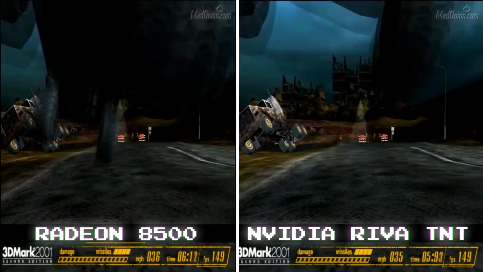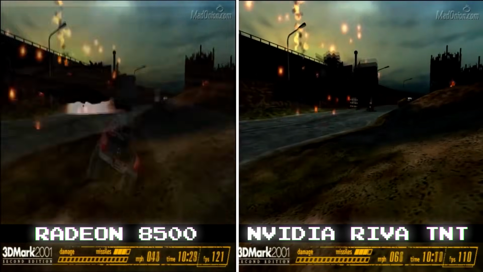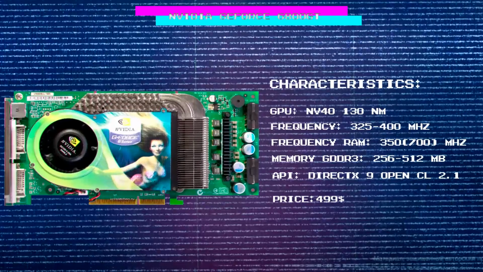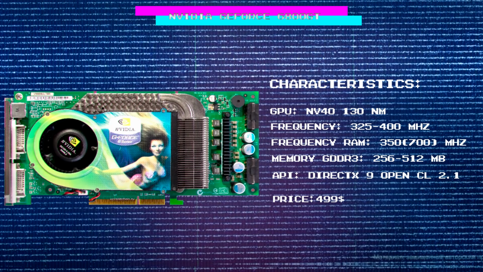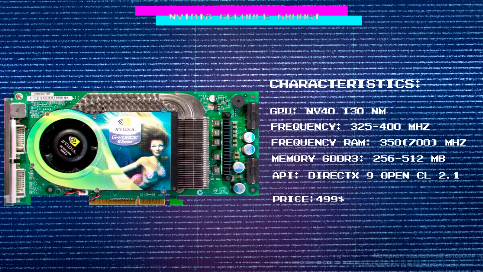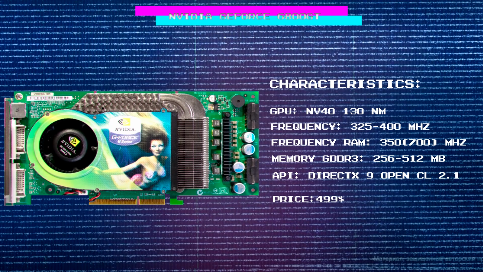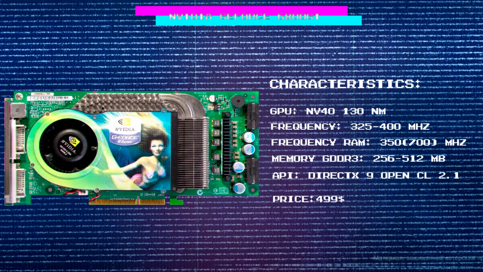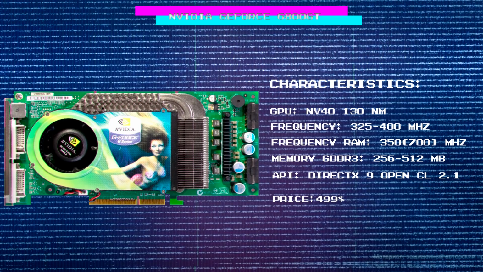But in 2004, the green company returned to the top with the release of the GeForce 6800 video card, codenamed NV40. The GeForce 6800 video cards worked both through the AGP interface and through the PCI Express bus, which was new at the time. The core frequency of the video card was 325 MHz, and the memory 700 MHz. The memory capacity was 256 MB or 512 MB.